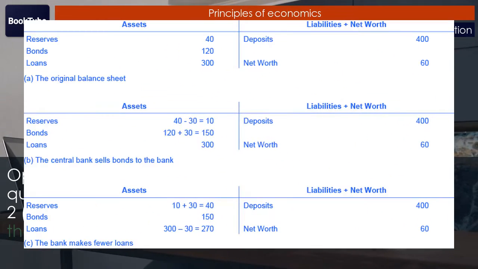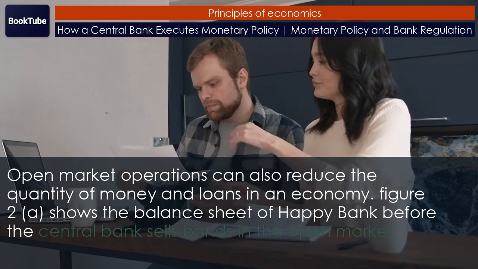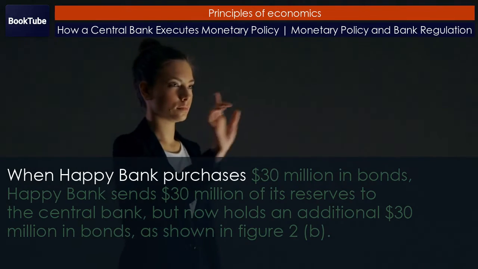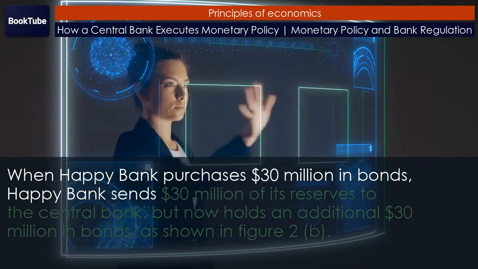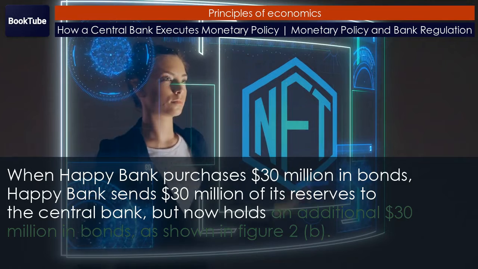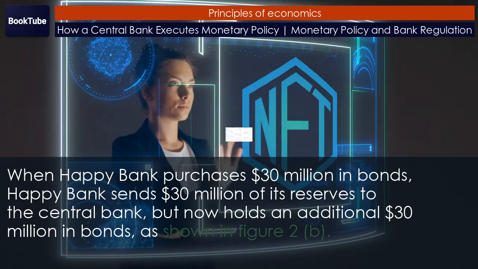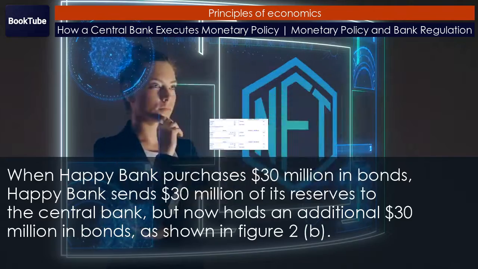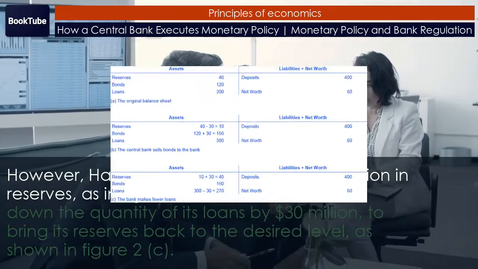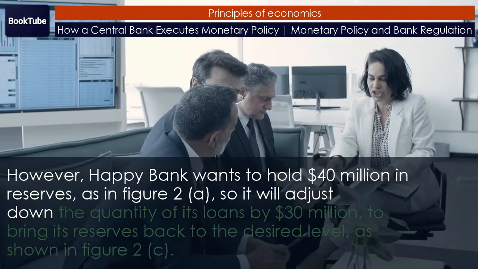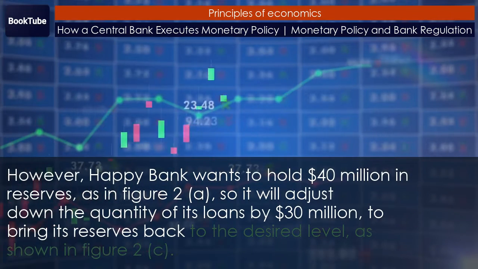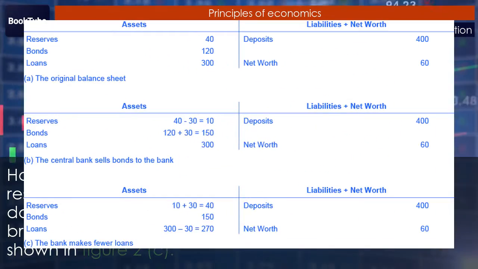Open market operations can also reduce the quantity of money and loans in an economy. Figure 2a shows the balance sheet of Happy Bank before the central bank sells bonds in the open market. When Happy Bank purchases $30 million in bonds, Happy Bank sends $30 million of its reserves to the central bank, but now holds an additional $30 million in bonds, as shown in Figure 2b. However, Happy Bank wants to hold $40 million in reserves, as in Figure 2a, so it will adjust down the quantity of its loans by $30 million to bring its reserves back to the desired level, as shown in Figure 2c.